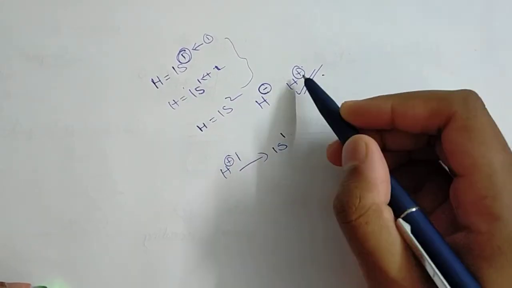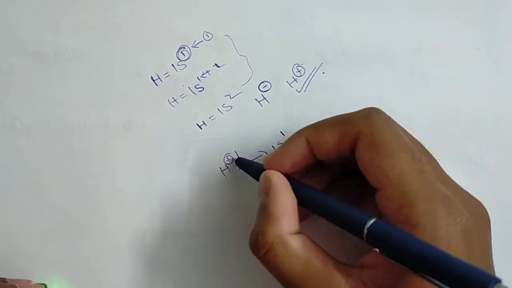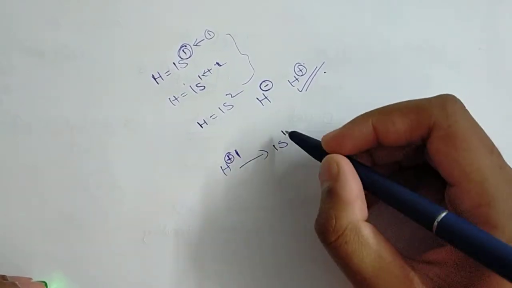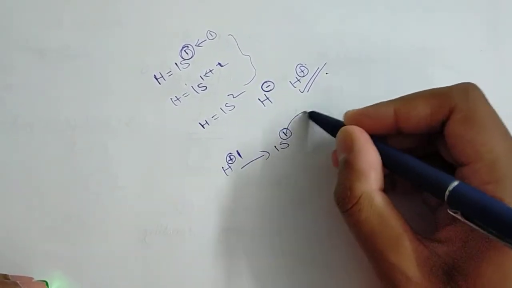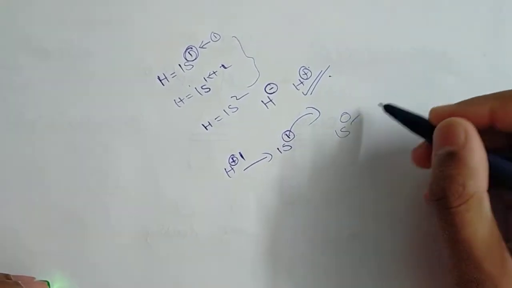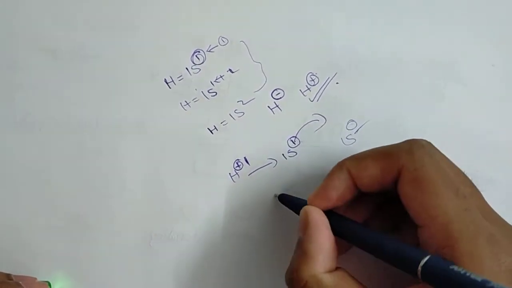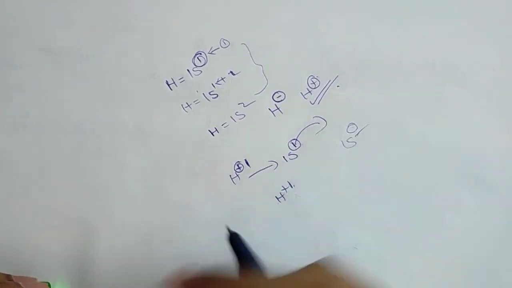Minus means it's gaining, plus means it's donating. Is it clear, guys? Okay, here +1. So there is only one electron. If it donates this one electron, the total number of electrons in the valence shell becomes 0, so it becomes stable. So we indicate it with the positive charge 1.